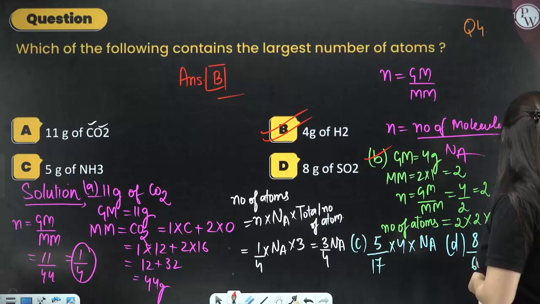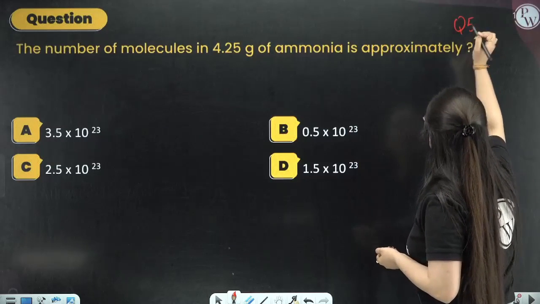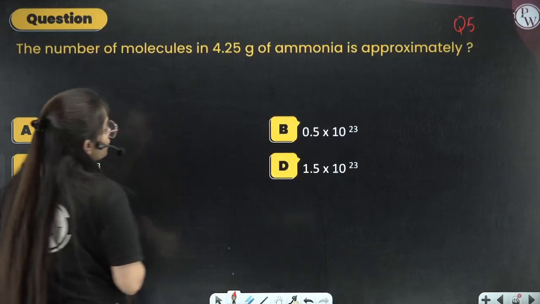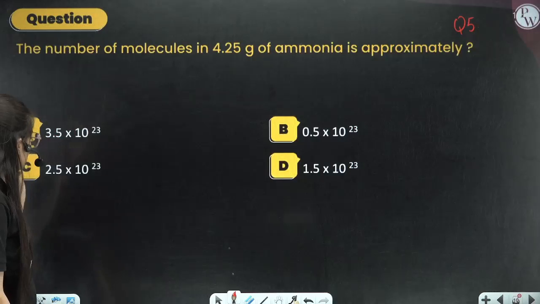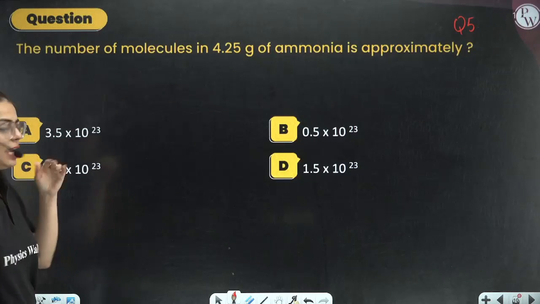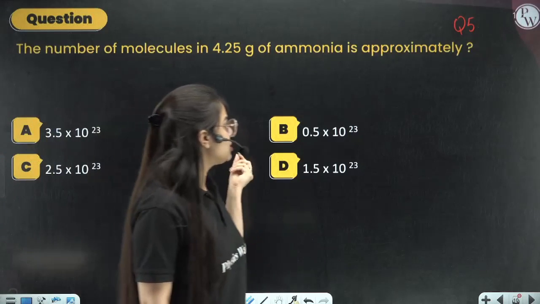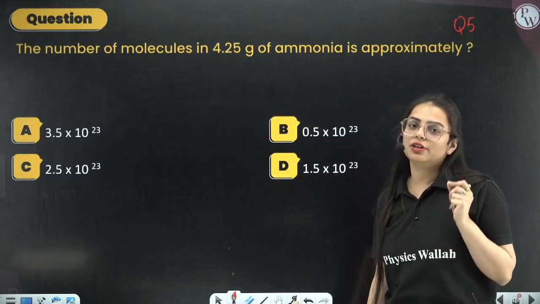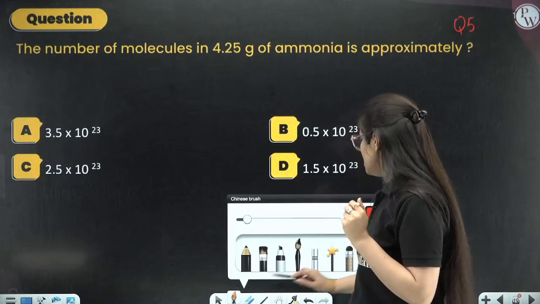Okay. Now comes question number 5. What is question number 5? The number of molecules in 4.25 grams of ammonia is approximately how much? Option A is 3.5 into 10 raised to the power 23. Option B is 0.5 into 10 raised to the power 23. Option C is 2.5 into 10 raised to the power 23, while D is 1.5 into 10 raised to the power 23.